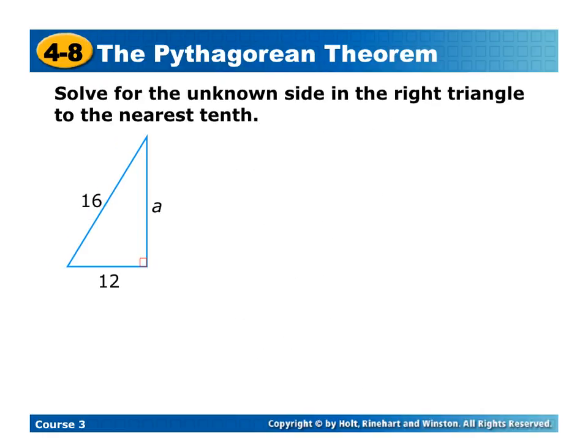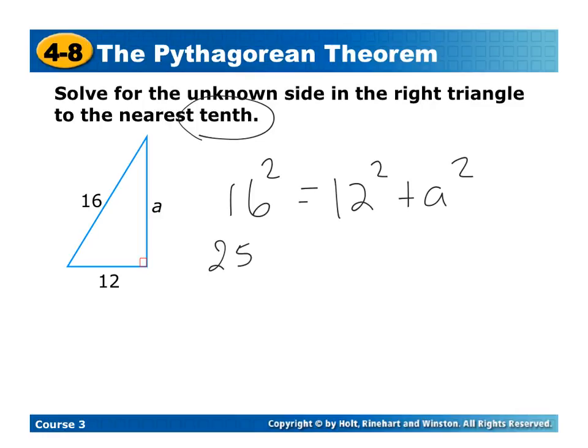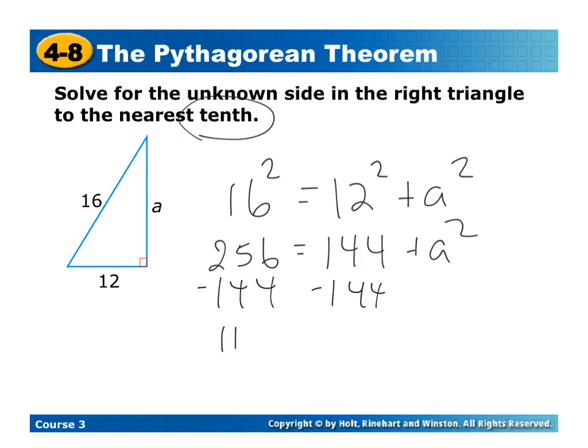Alright, one more for you to try out. Go ahead and pause the video, do this one, and remember you're rounding to the nearest tenth. So we have 16 to the second power is equal to 12 to the second power plus a to the second power. So we have 256 is equal to 144 plus a to the second power. Now I'm going to go ahead and subtract 144 from both sides to take that away. And I get 112 is equal to a to the second power.